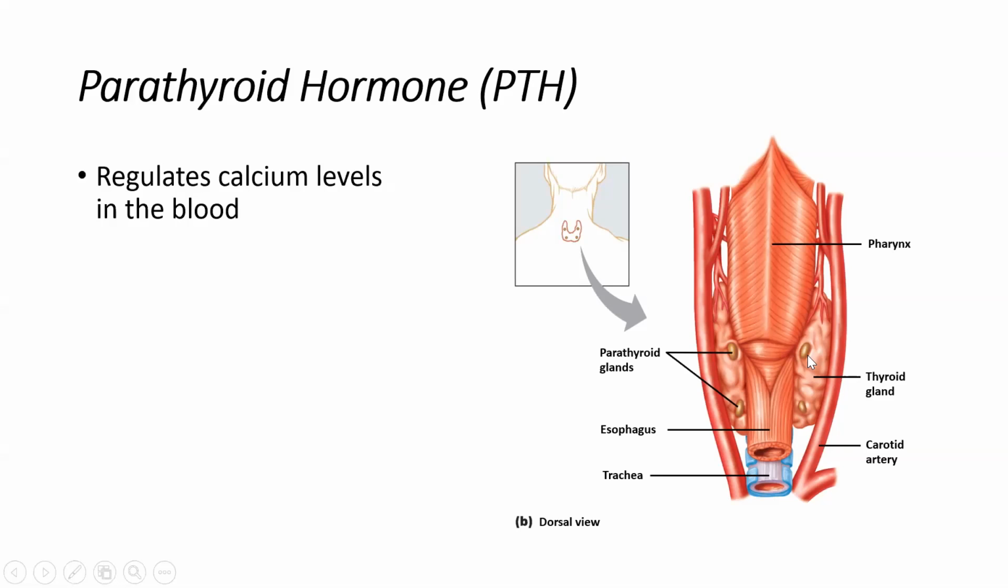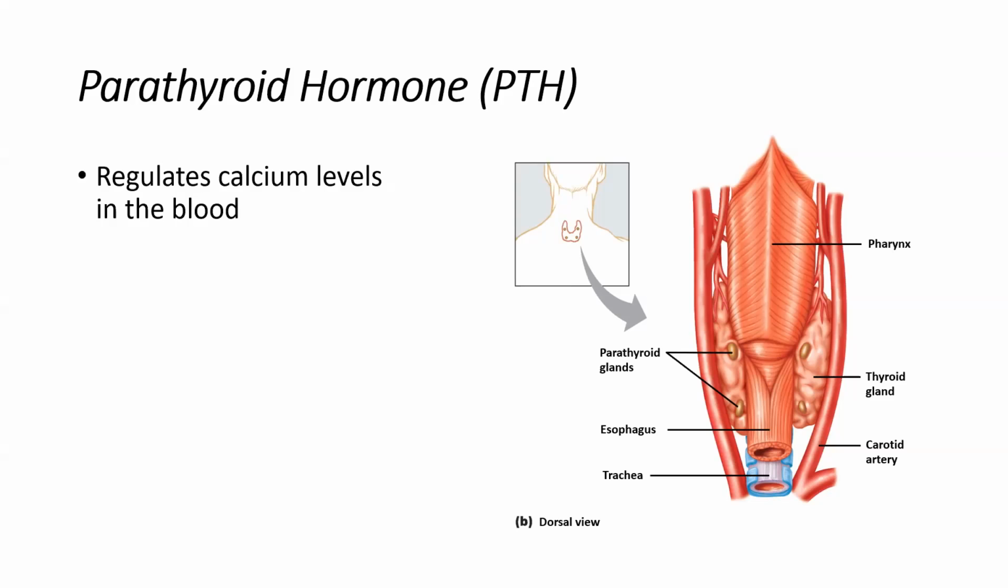So if we look at the posterior surface of the thyroid glands, this is a posterior view or a dorsal view. We can see that these 4 smaller glands are kind of stuffed into the thyroid gland, and they are involved in releasing another endocrine hormone that's called parathyroid hormone. And this is involved in regulating blood calcium levels, and it's going to be the antagonistic hormone of calcitonin.